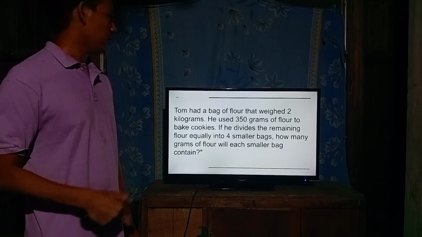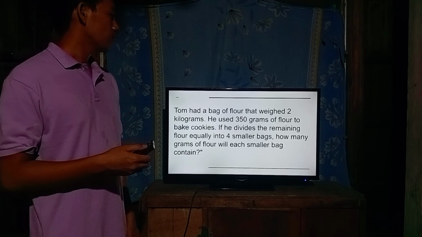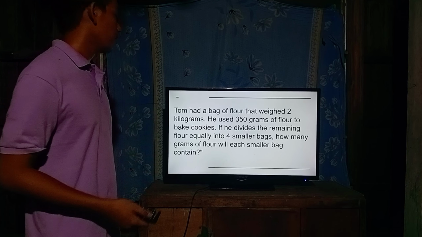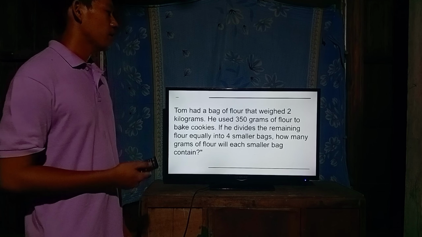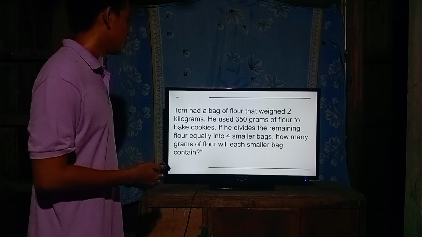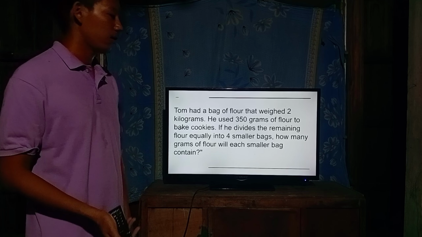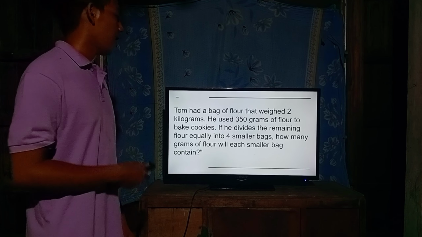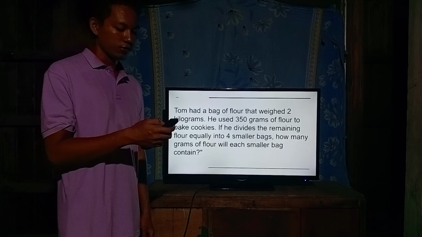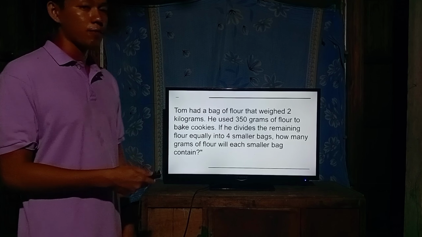So for example, here is the problem. Tom had a bag of flour that weighed 2 kilograms. He used 350 grams of flour to bake cookies. If he divides the remaining flour equally into 4 smaller bags, how many grams of flour will each smaller bag contain? So this will be the question, pero wala na siya preceding question.